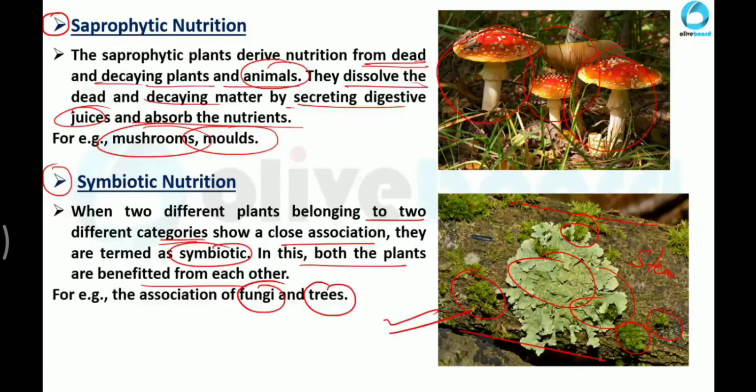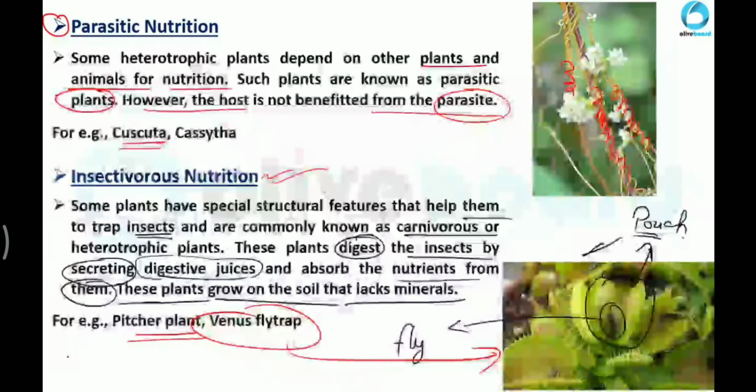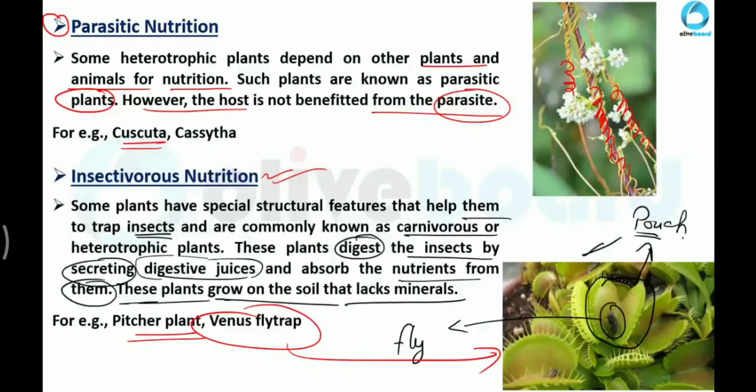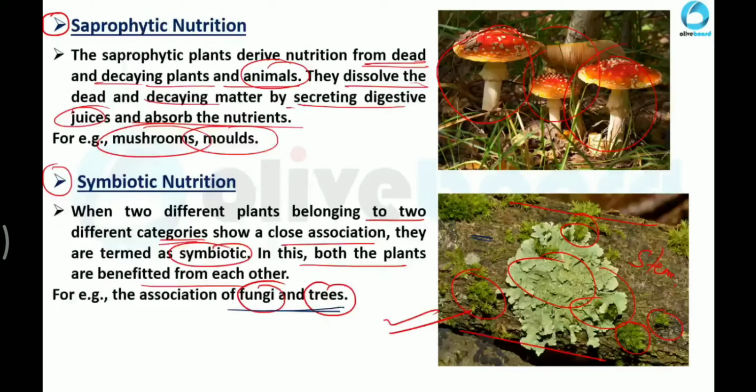And what is the example? The association of fungi with trees. So in heterotrophic nutrition there are basically four types of heterotrophic plants: parasitic plants, where Kashkata and Cassia are the examples; insectivorous plants, pitcher plant and Venus flytrap; saprophytic nutrition plants, where mushroom and molds are the examples; and symbiotic plants, that is fungi associated with trees. Clear? So this is about nutrition in plants.